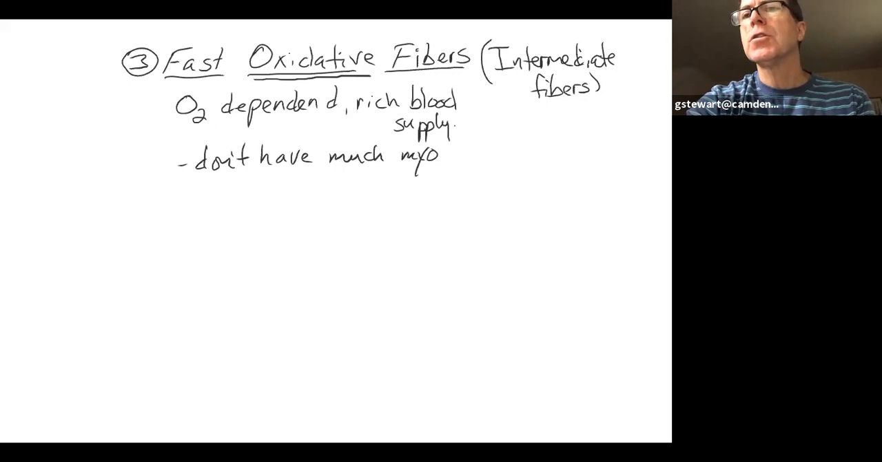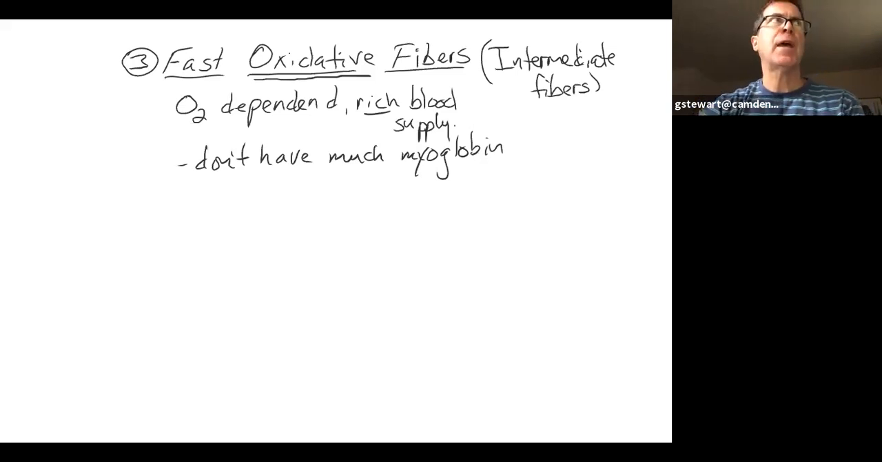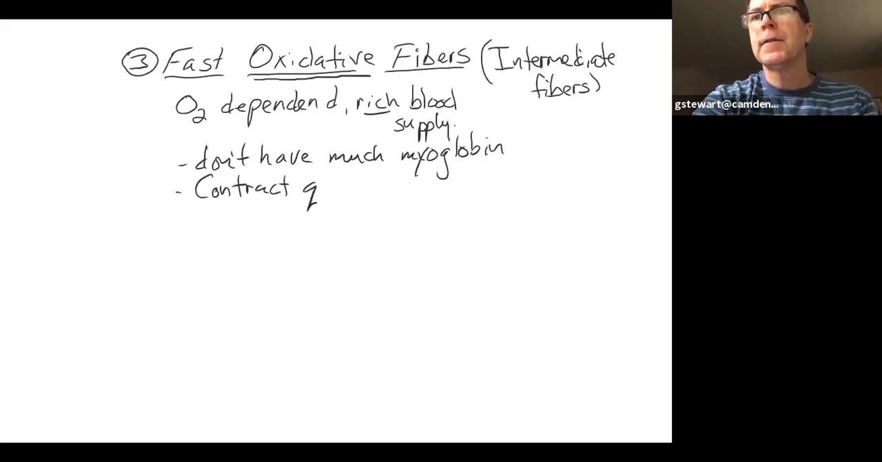So they can't store that oxygen. They get it from the rich blood supply, but it's sort of a temporary supply. They can't store a lot of that oxygen. They contract quickly, which is why they're called fast. But they're more resistant to fatigue than a fast glycolytic fiber.